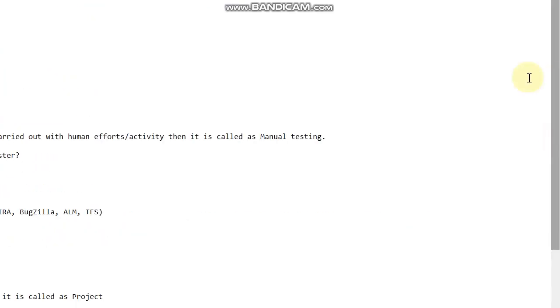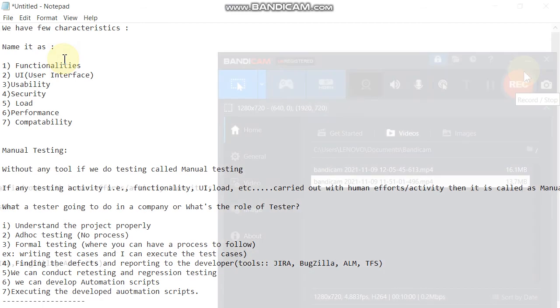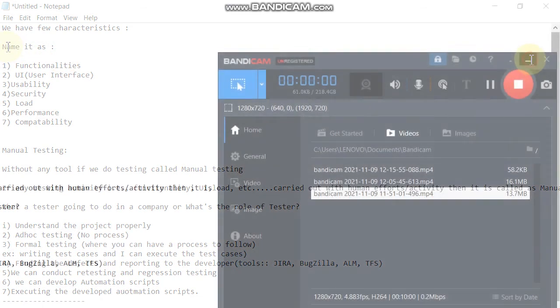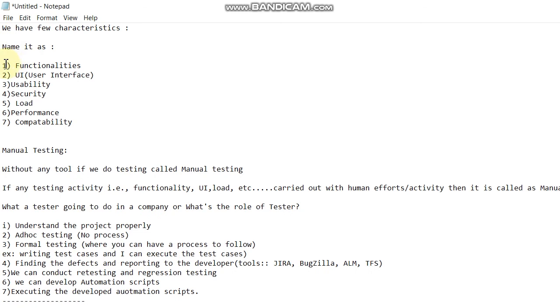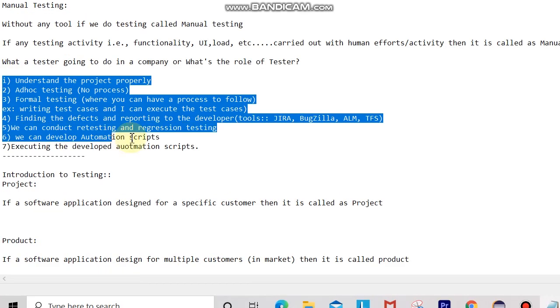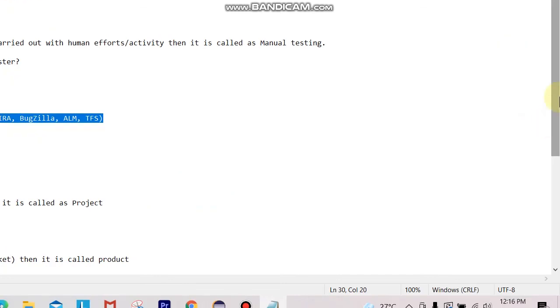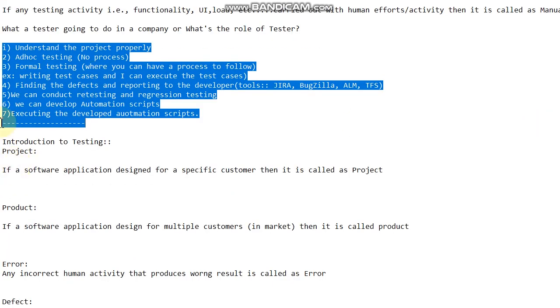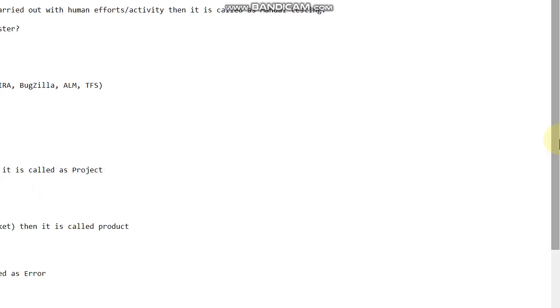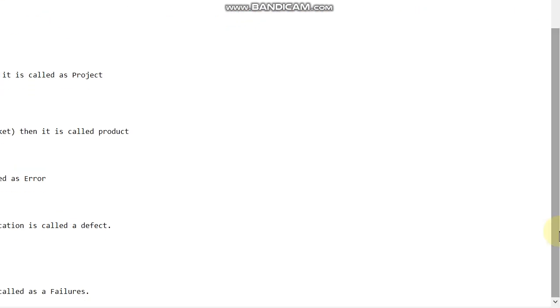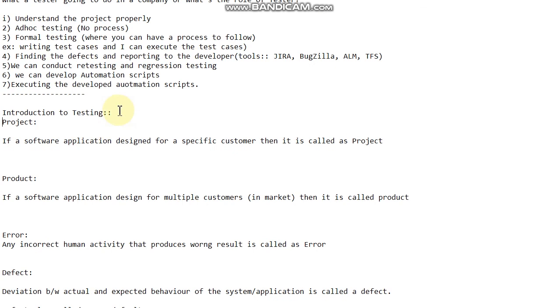So in this video I covered what is testing, what the characteristics are that you need to know, and also what is manual testing, as well as the roles and responsibilities of a tester, what a tester is going to do in a company, the steps he is going to do as an automation tester or manual tester, and also all the terms we need to know before growing your career as a tester. So I can name it as introduction to testing.